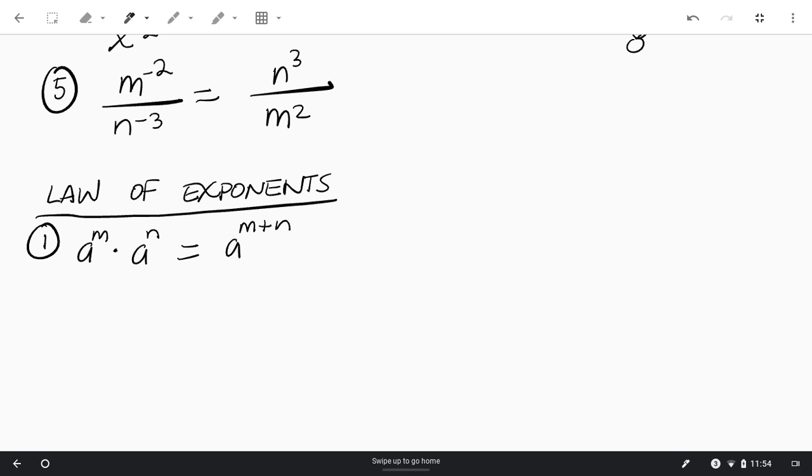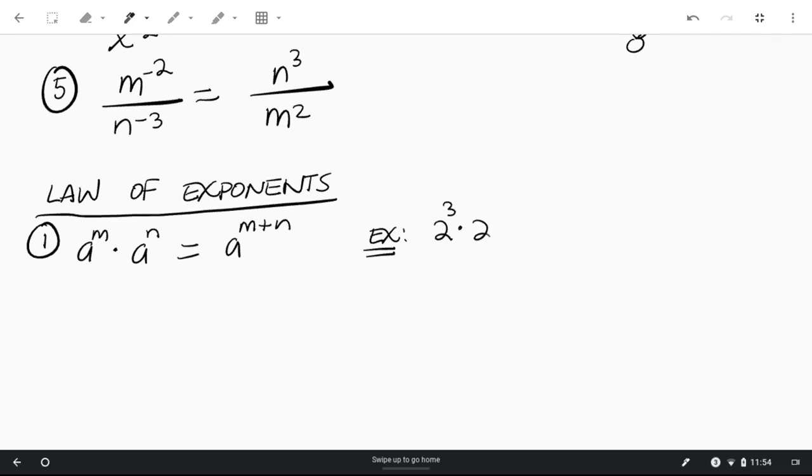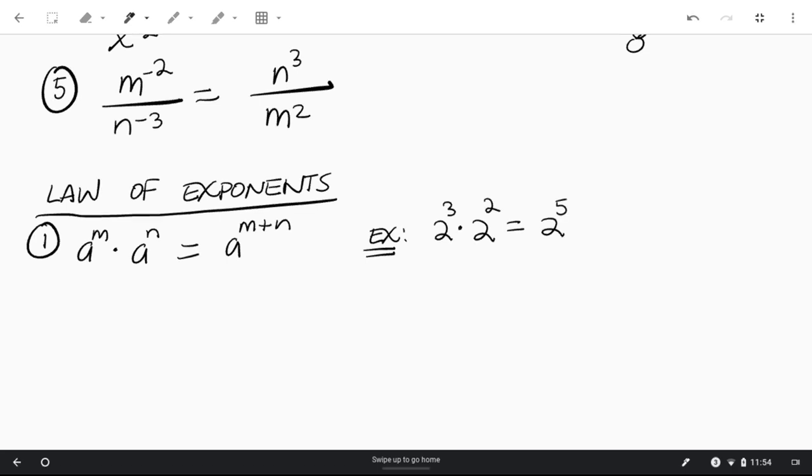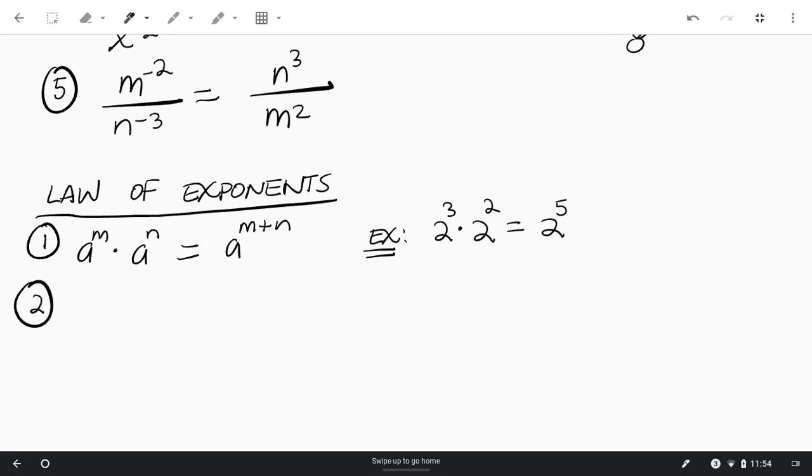Okay, so I'll do an example over here. If you have 2 to the third times 2 squared, this is going to be 2 to the, add the exponents, and we get 5. 5 is correct.